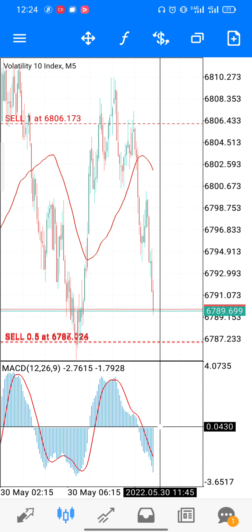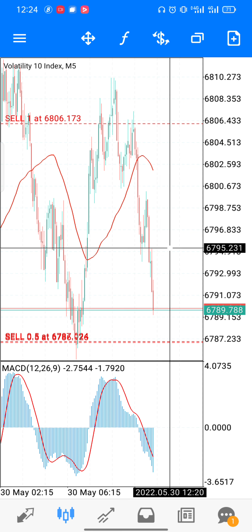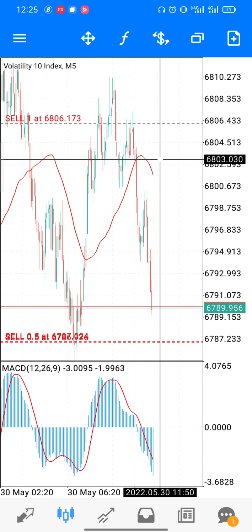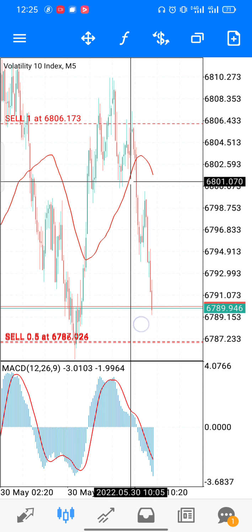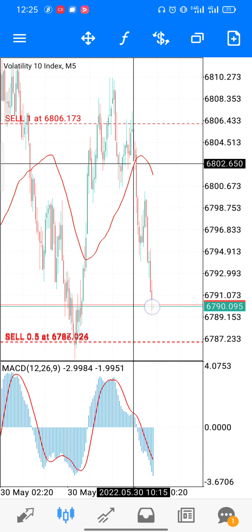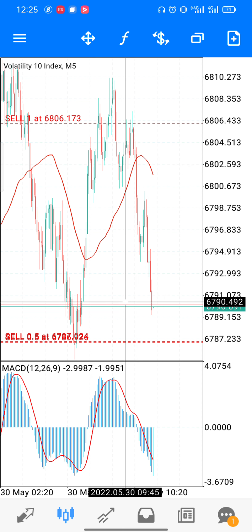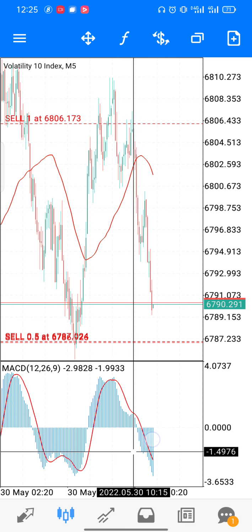You see this zero level? For the MACD to cross below the zero level or above the zero level. If the MACD crosses below the zero level, it indicates a sell. And if the moving average cross above the chart, it indicates a sell. So what you need to watch is check out for the MACD to cross above the chart and the moving average to cross below the zero level. Those are two conditions you need to watch out for.